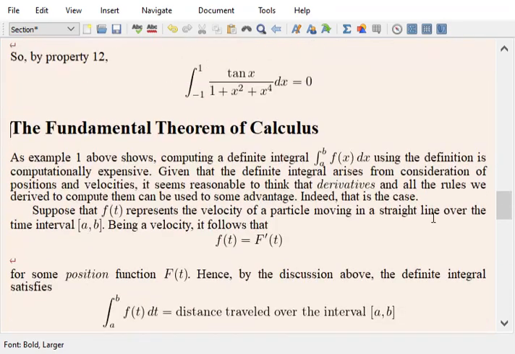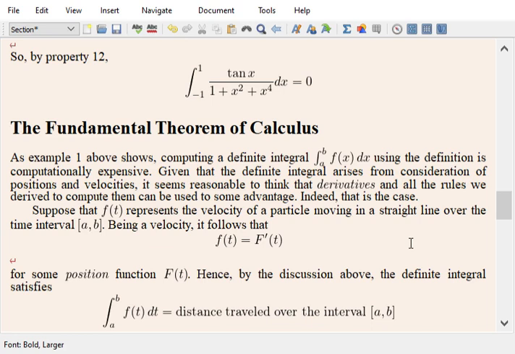So, as the first example I did shows, computing a definite integral using just the definition alone is computationally expensive. You need to take the number of subintervals to be extremely large.